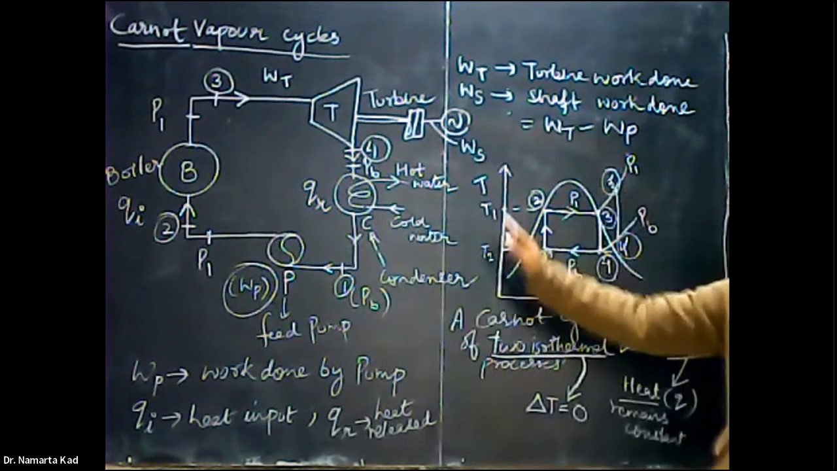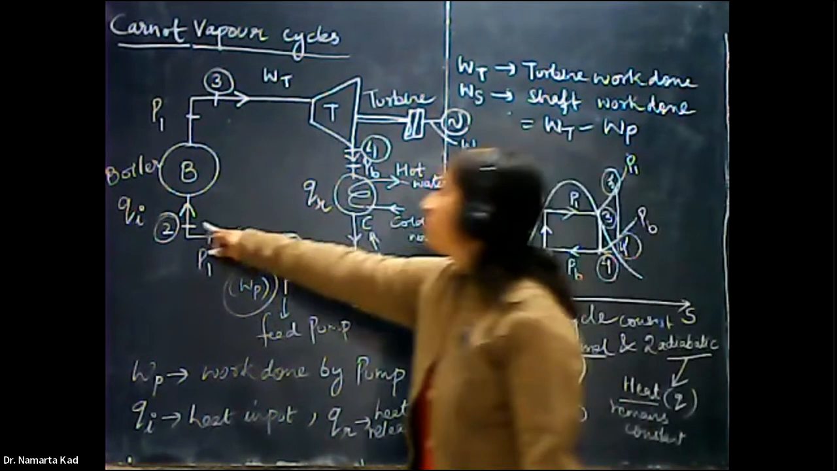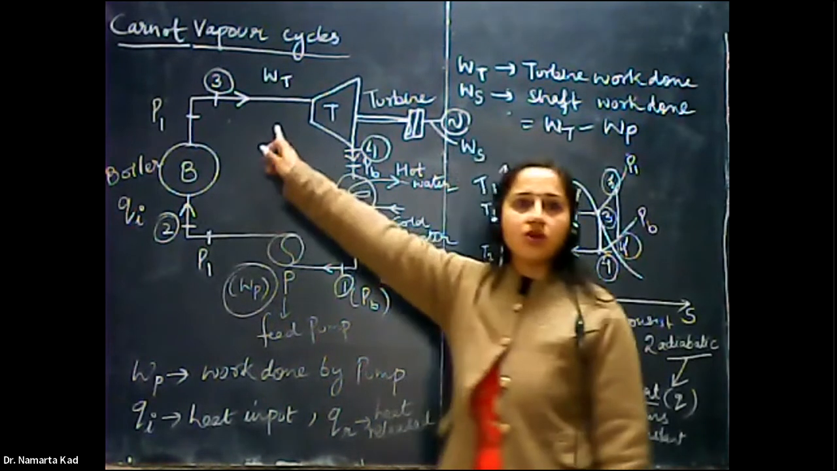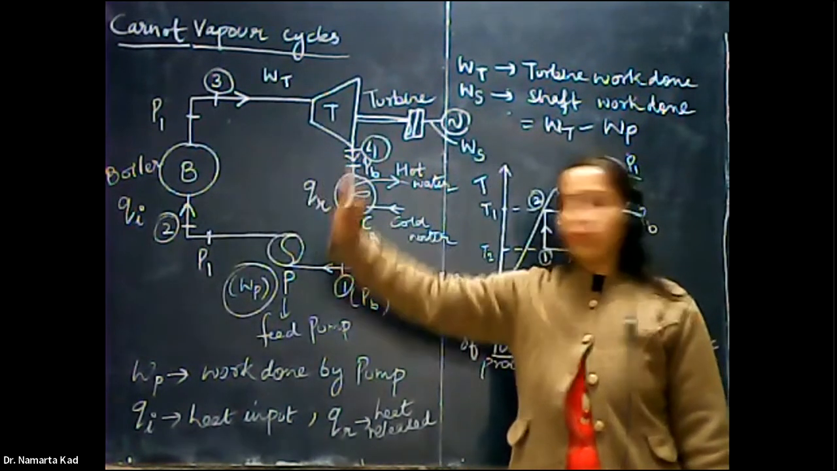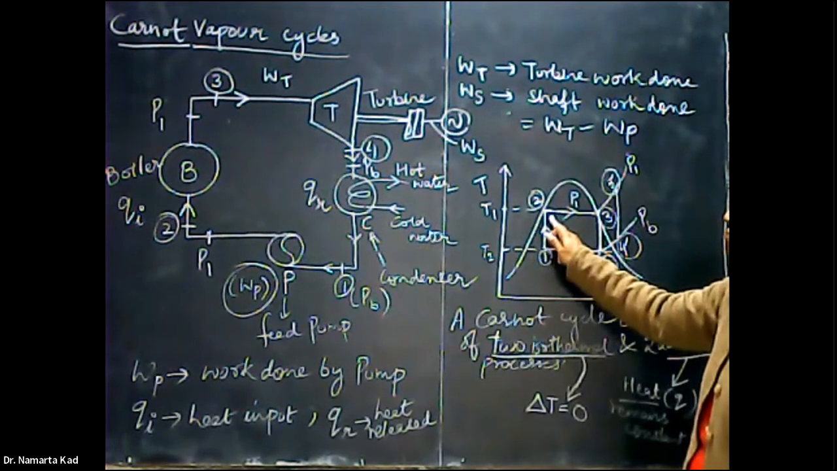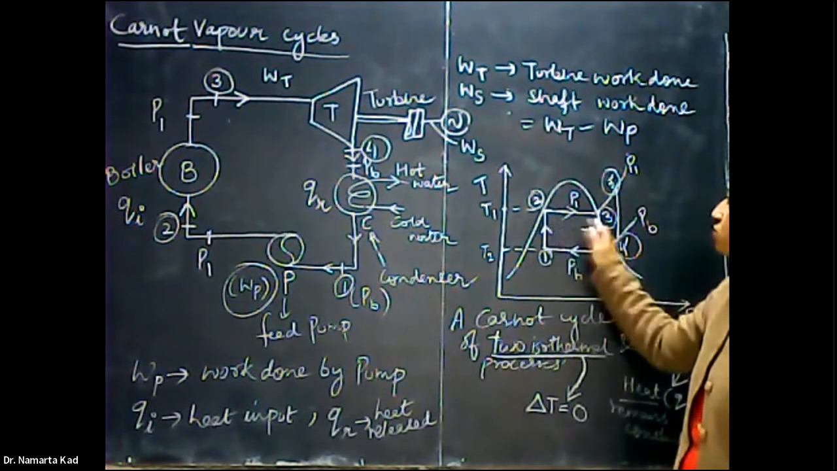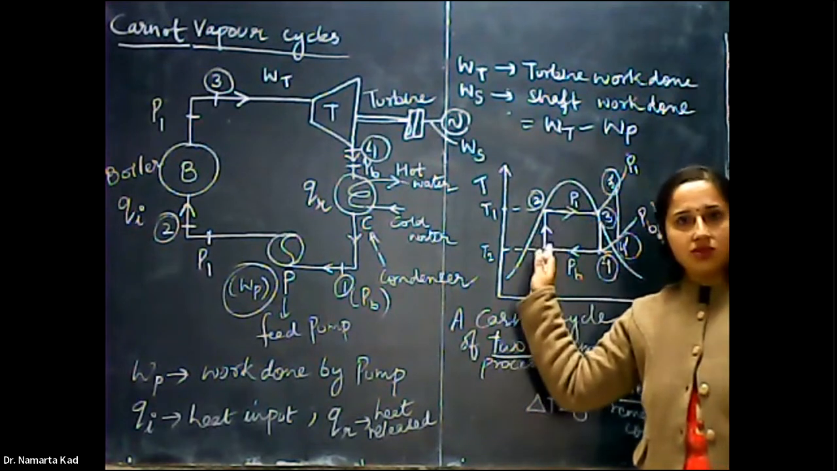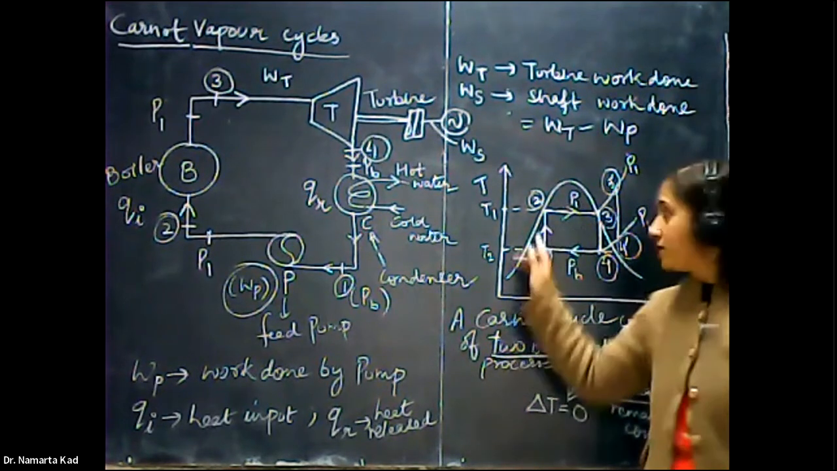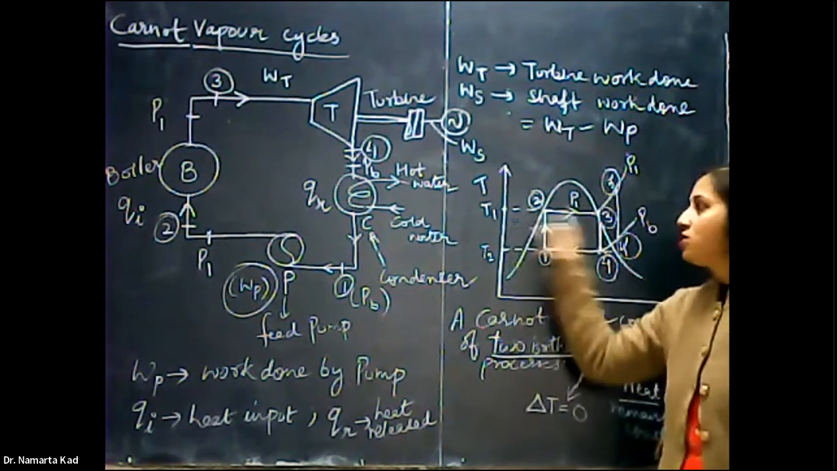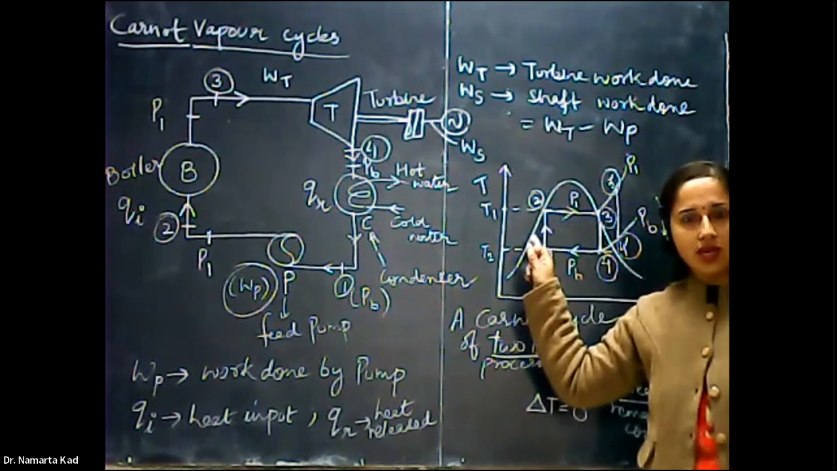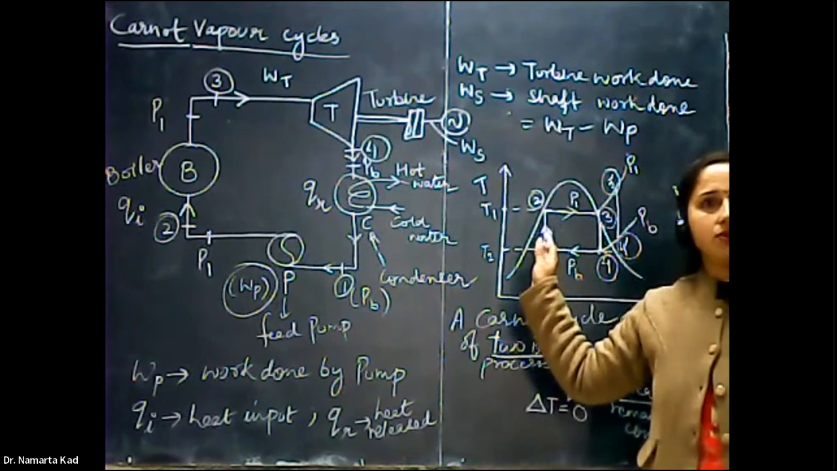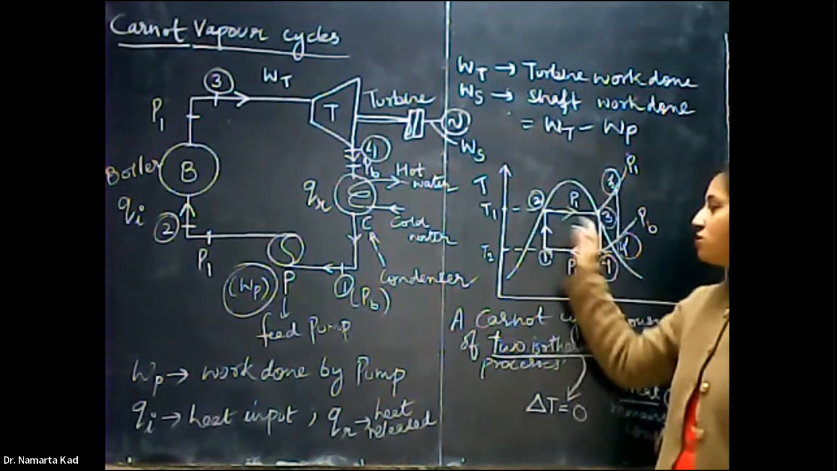Now the next stage, from 2 to 3, that is across the boiler. See here, in 2-3, the pressure remains constant. The pressure across the boiler remains constant. Here the temperature also remains constant. That means it is an isothermal process. The temperature also remains constant here.